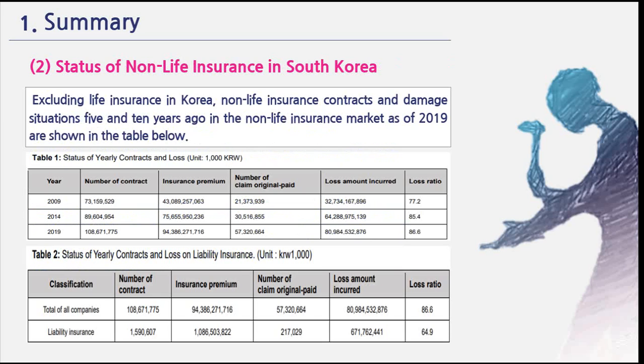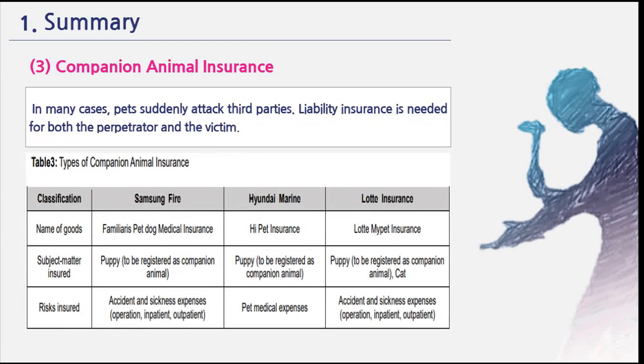In the non-life insurance market in Korea as of 2019, non-life insurance contracts and the damage situation from 5 and 10 years ago are shown in the table below. In many cases, pets suddenly attack third parties, and liability insurance is needed for both the perpetrator and the victims. Classification: names of goods, subject matter insurance, risk insurance, Samsung Fire, Hyundai Marine, Lotte Insurance.